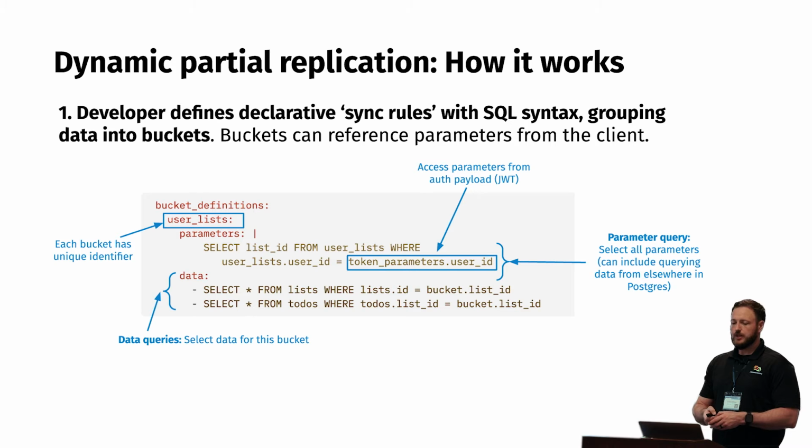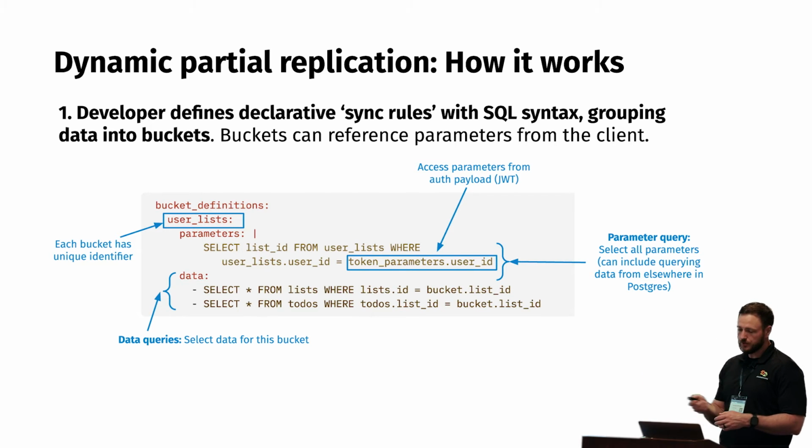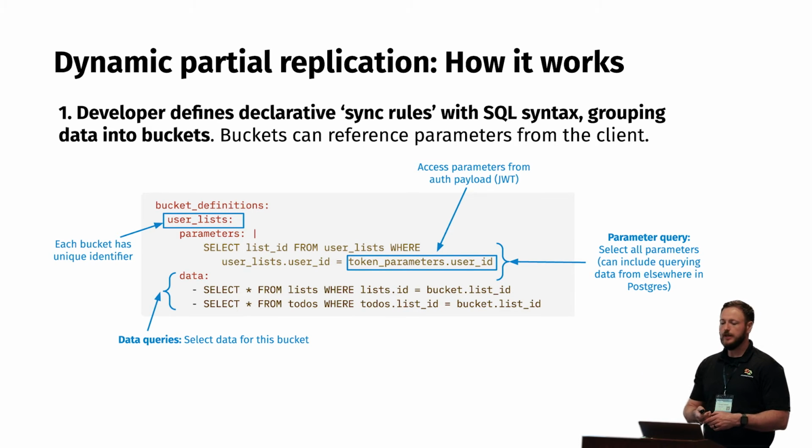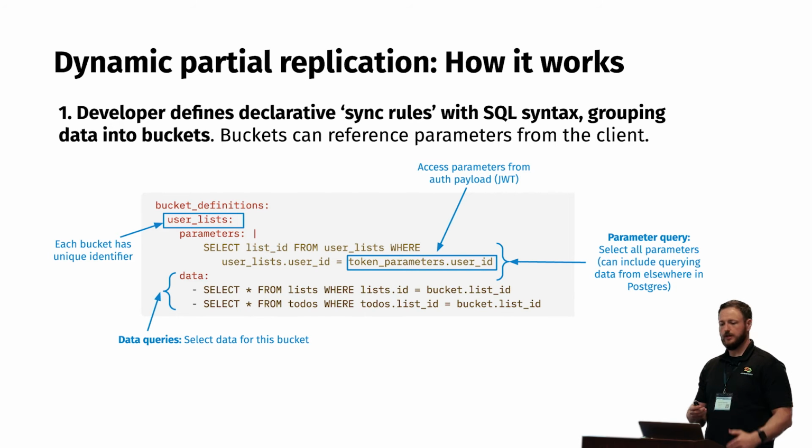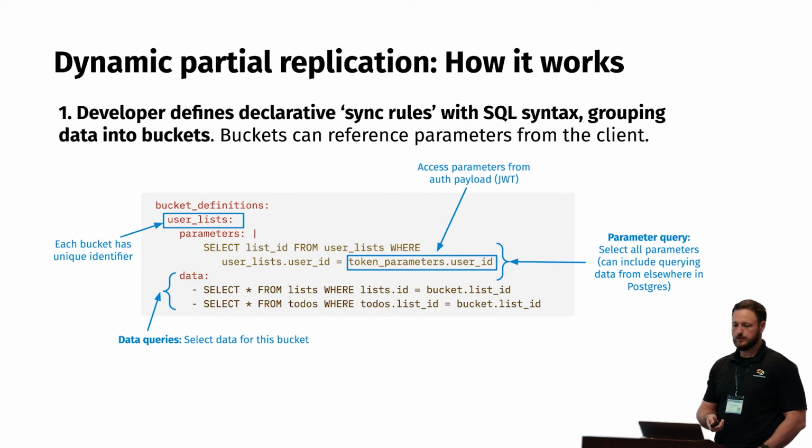And then how it actually works is the developer that uses this PowerSync system starts by defining declarative sync rules with a single syntax where they group data into buckets. The buckets can reference parameters from the client. So you can see there that they can access parameters from the JWT authentication payload. They can do a parameter query, or they can retrieve additional parameters that are needed from elsewhere in the Postgres database. And then they have their data queries where they query the actual data that is included for that particular bucket. And then, of course, they can define multiple of these buckets.